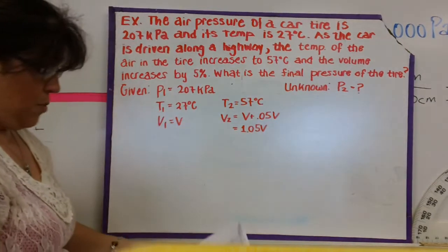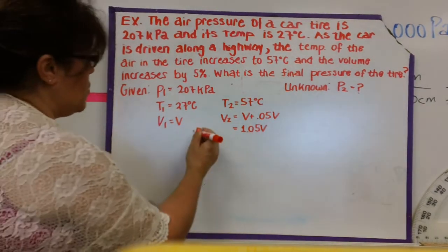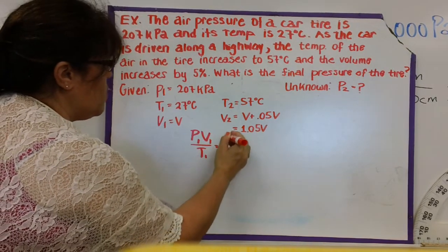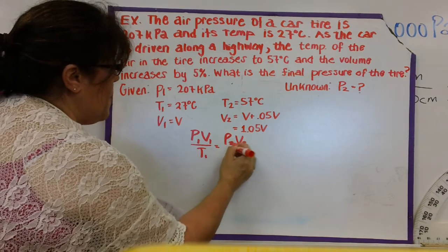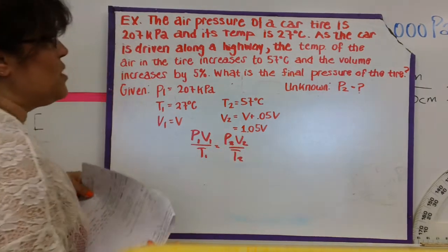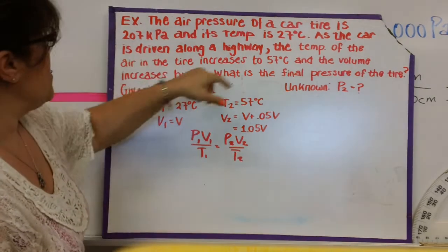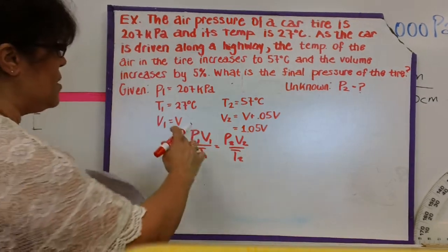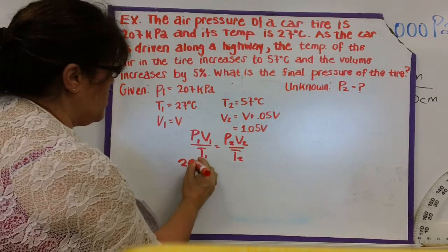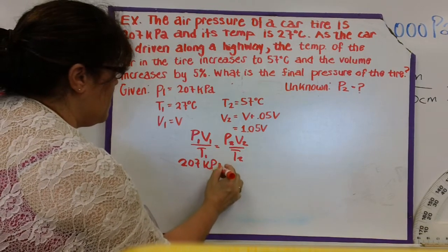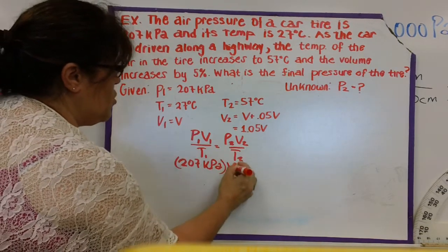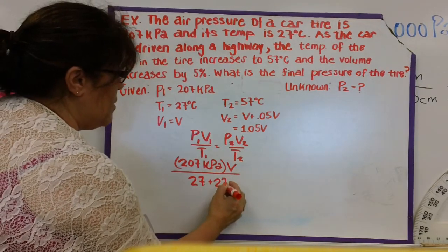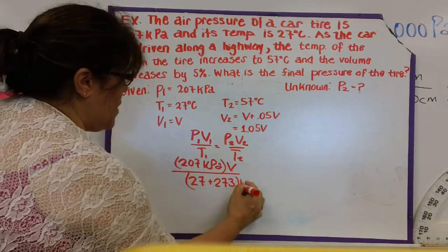We're looking for P2. So what we're going to do here is we're going to use the equation P1 V1 over T1 equals P2 V2 over T2. So we have two situations here. We say the temperature of the air increases. So as the car is driven later on, what happens? Well, we know P1 is 207 kilopascal. We know volume 1 is just V. And T1 is 27 degrees, but remember it has to be in Kelvin. So we're going to add 273, and we have Kelvin.